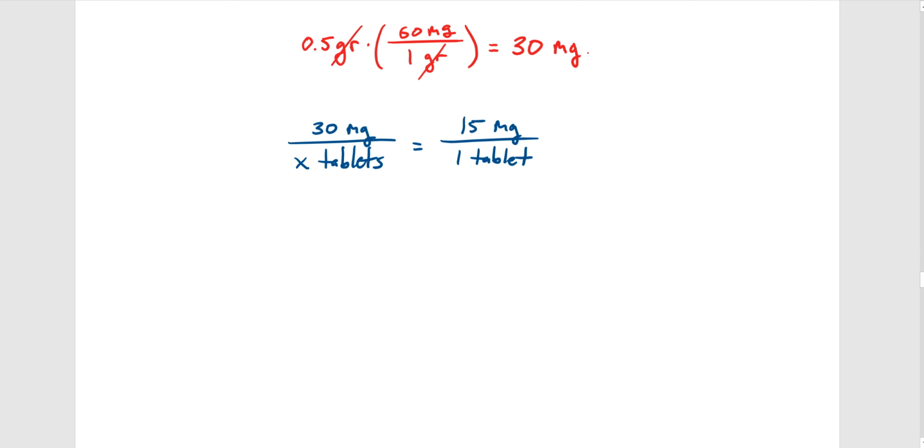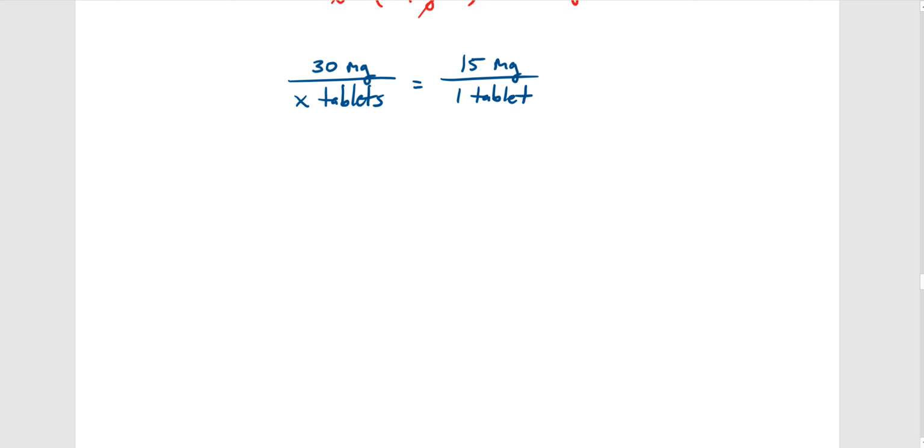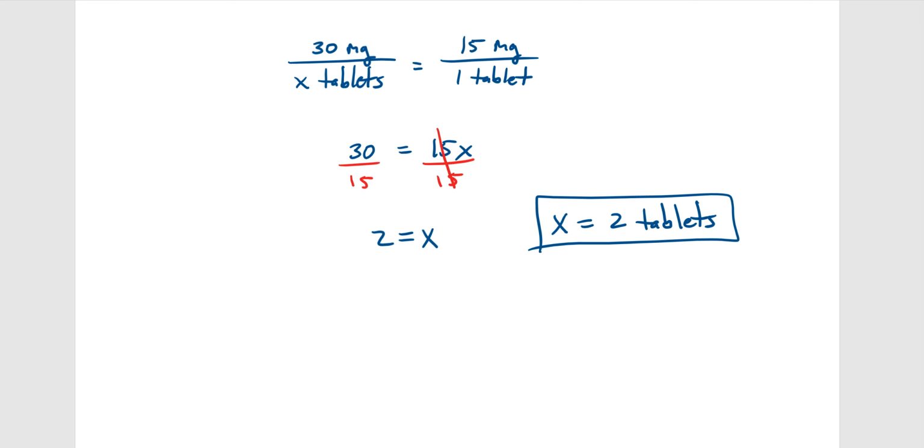30 milligrams per X tablets equals 15 milligrams per 1 tablet. Once we have the units correct, now we can just cross multiply, and I'll just pause it and skip to the answer here. We should end up getting X equals 2 tablets.